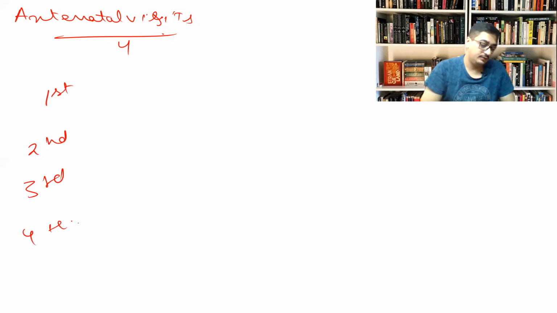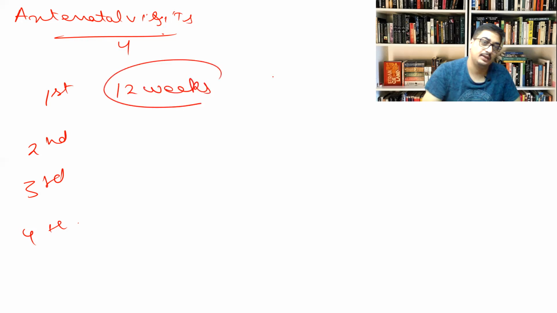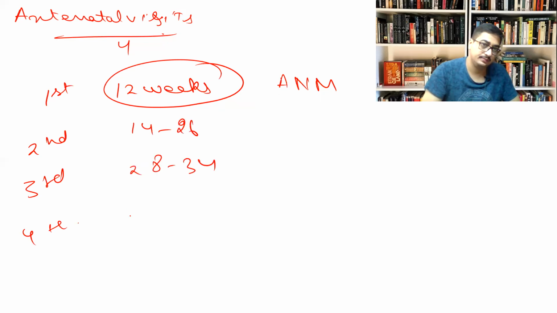First visit has to be done within 12 weeks of pregnancy detection, and it is the responsibility of ANM, auxiliary nurse midwife, at the primary health center level to register the pregnancy. Then would be second visit. So second visit would be between 14 to 26 weeks. Third visit would be 28 to 34 weeks, and fourth visit would be 36 weeks to term.